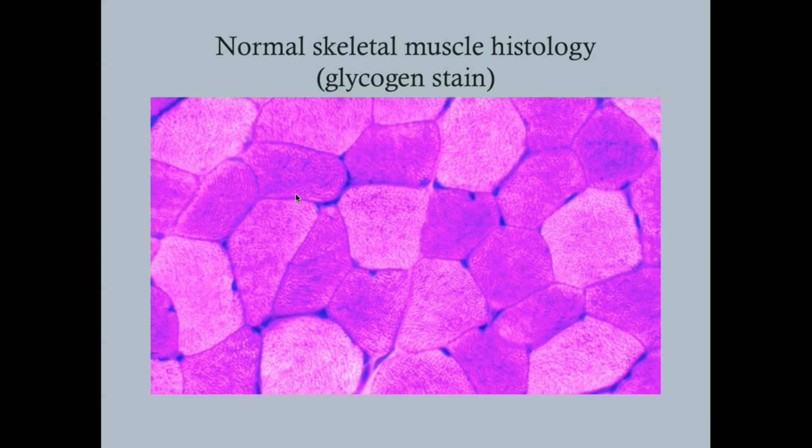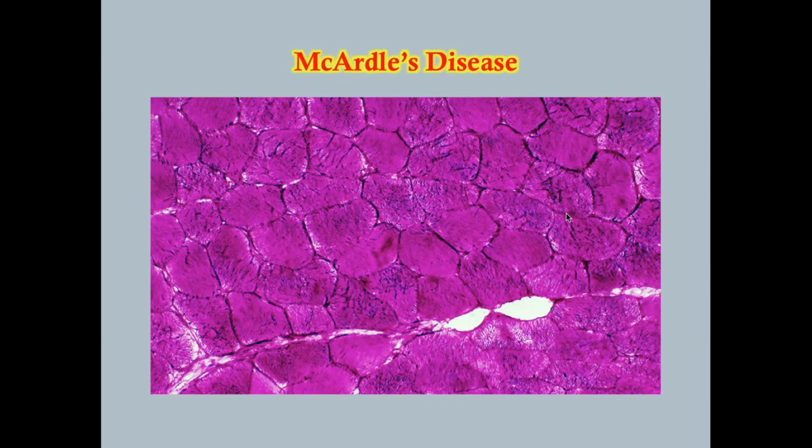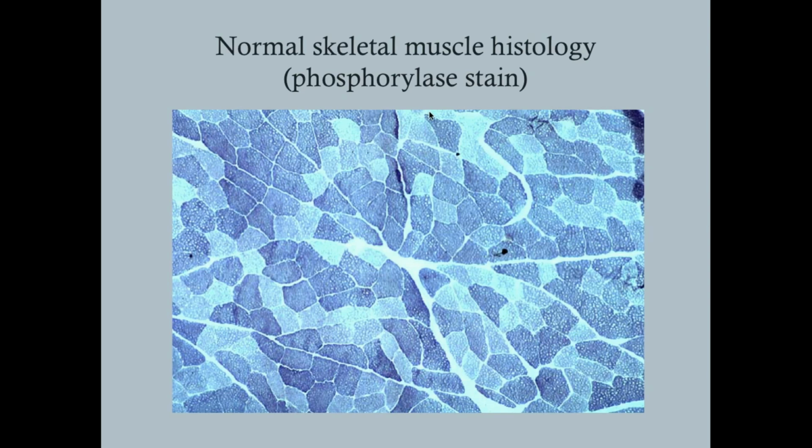You can also do what's called a glycogen stain. A glycogen stain is just staining glycogen. Notice that in these muscle fibers, you see some glycogen. The glycogen is in the dark purple. If you do that with McArdle's disease, you're going to see lots of glycogen. All this dark purple stuff. Just way too much glycogen. They can't use it in their muscle.